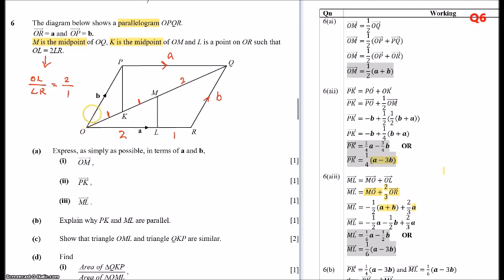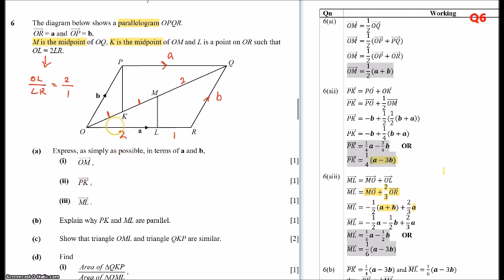What I do is I come here and I come here. That's why this is B plus A. So you can see that your OM is just half of b plus a. They write a plus b because usually you want to write a first, so that's fine. So that's OM.